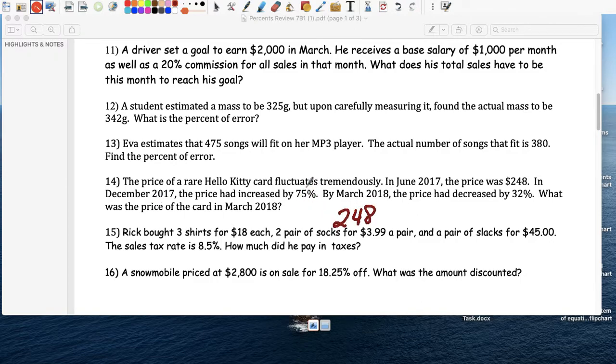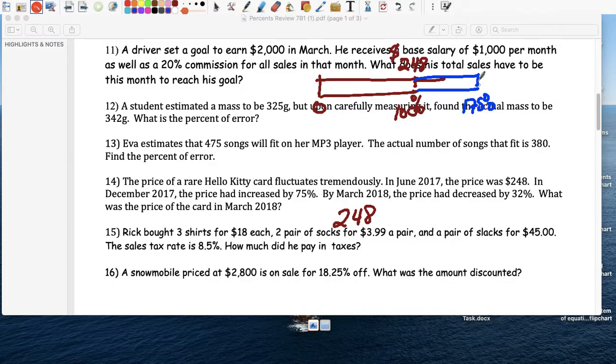If it increases by 75%, remember, here's my bar model. Here's 0, this is 100%. Right now, the card is at $248. But if it increases by 75%, we're going to extend this bar. The price of the Hello Kitty card is now at 175%, and we have to find that number. So we're going to multiply 248 times 175%, which is 1.75. That's our first thing to do, the increase. And then in March 2018, it decreased by 32%.